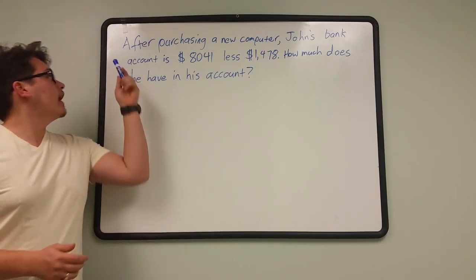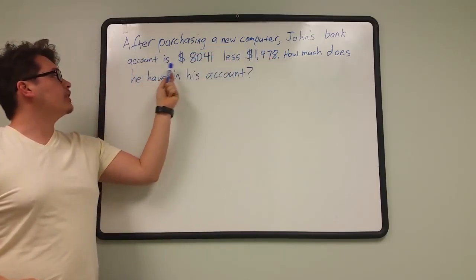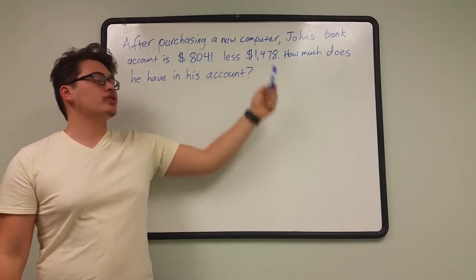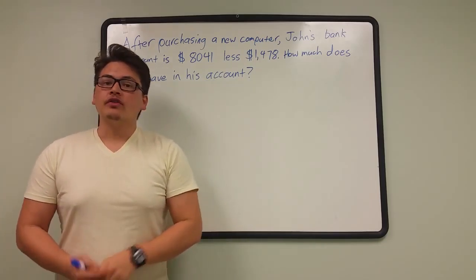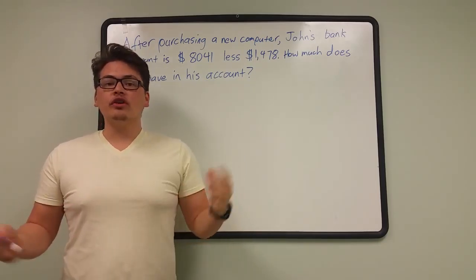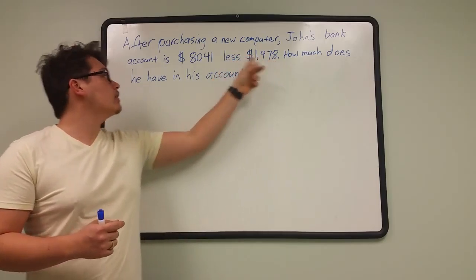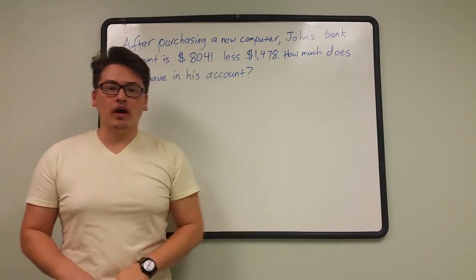This question states, after purchasing a new computer, John's bank account is $8,041 less $1,478. How much does he have in his account? So when looking at this problem, what we're going to do is subtract 1,478 from his total amount in his account, which is 8,041.